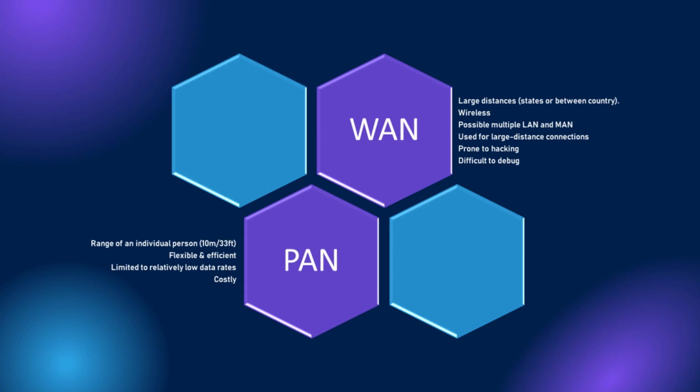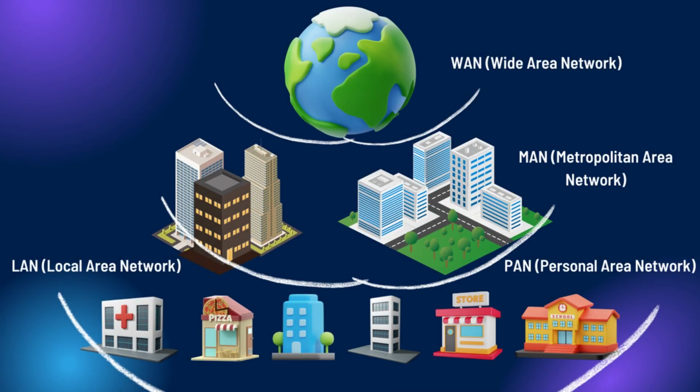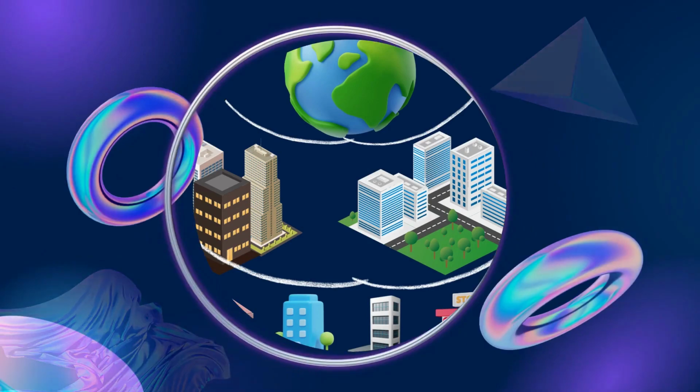Lastly, PAN, or Personal Area Network, connects computers or devices within the range of an individual person. PAN typically provides network range within 10 meters or 33 feet. PAN is flexible and provides efficiency for short network ranges. However, it is limited to relatively low data rates, plus it costs higher. This shows the difference of size between LAN, WAN, MAN, and PAN.